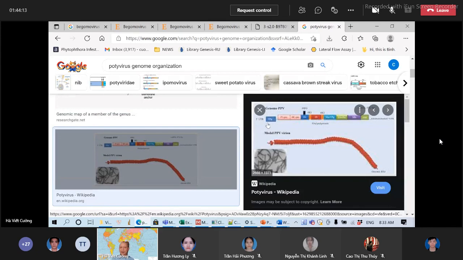Now, when you look at the genome organization of this virus, PPV, Plum pox virus, you can see it's very similar to what?